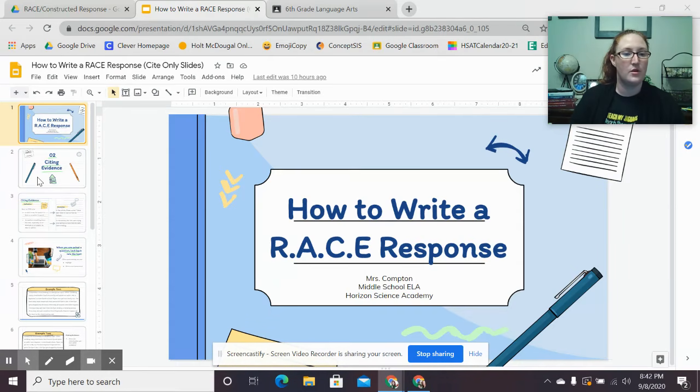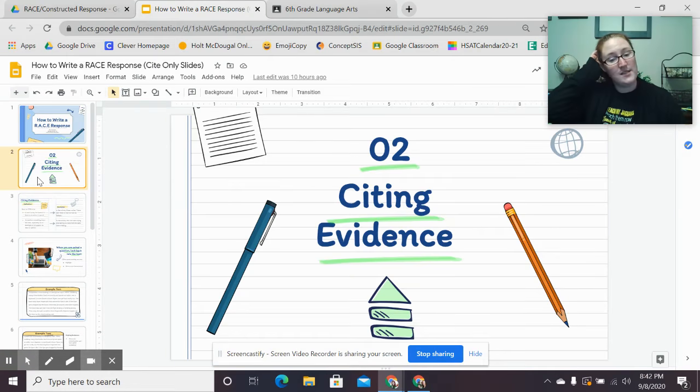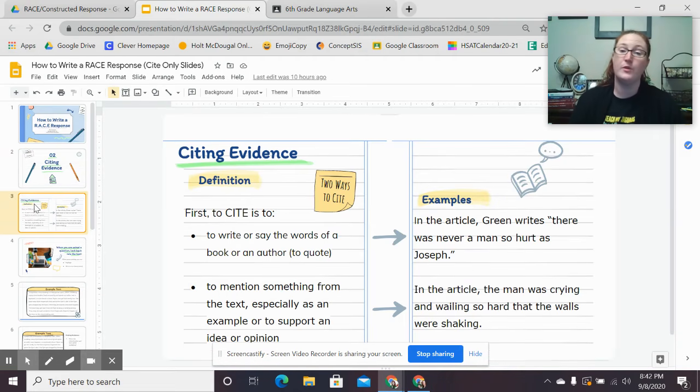So let's jump in. The very first thing that we need to do is clear up exactly what the word cite means. Cite is the verb. Citation is the noun. So I might say to you, you need a citation in this. What I'm telling you to do is I want you to cite something. So first of all, what is cite?